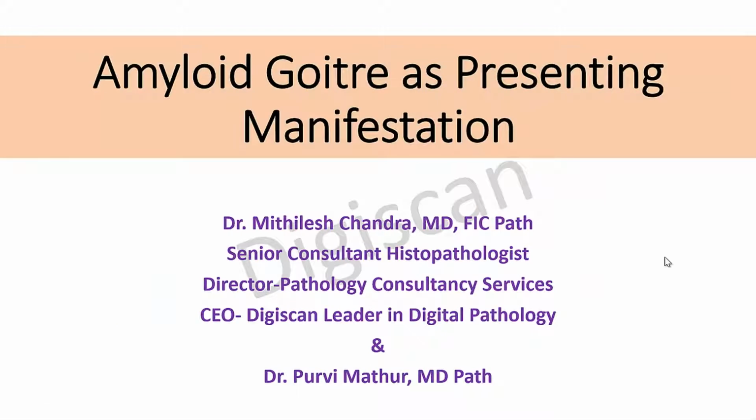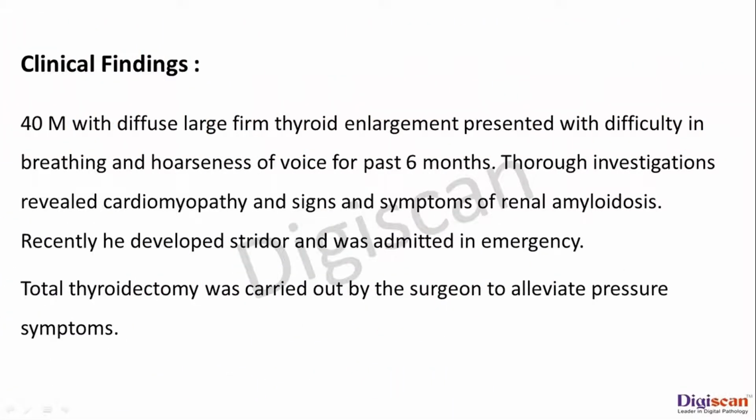Today we would like to discuss an unusual case of amyloid goiter. We had a case of a 40-year-old male with diffuse large firm thyroid enlargement who presented with difficulty in breathing and hoarseness of voice for the past 6 months.